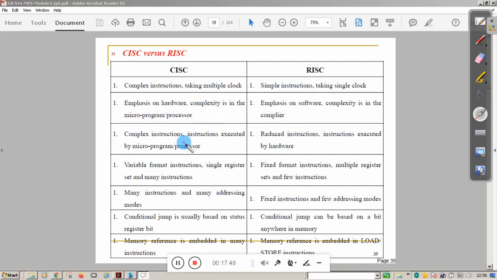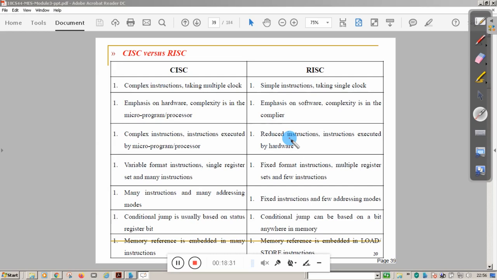So complex instructions are executed by the CISC processor. Reduced instruction does not mean a smaller number of instructions; it means there won't be multiple forms of the same instruction. For example, in a CISC processor there is an add instruction for register operation and another add instruction for memory related operation. Similarly, for ADC, add with carry, there is one instruction for register operation and another for memory operation.